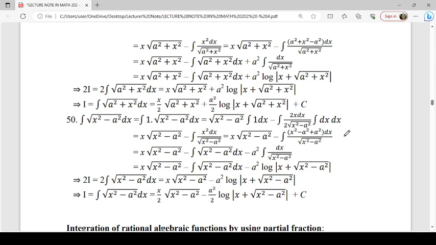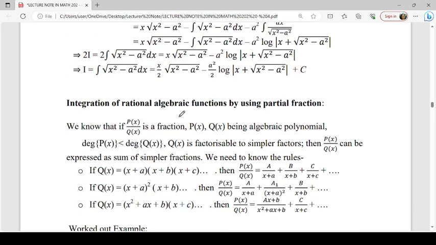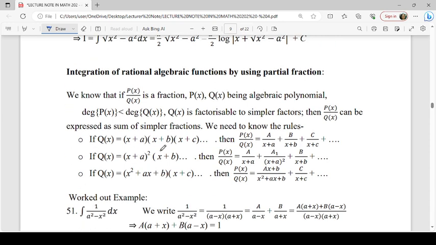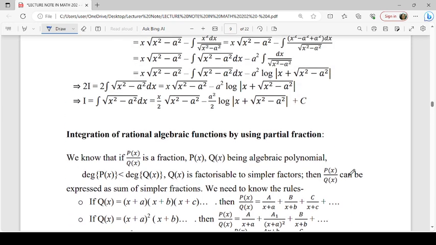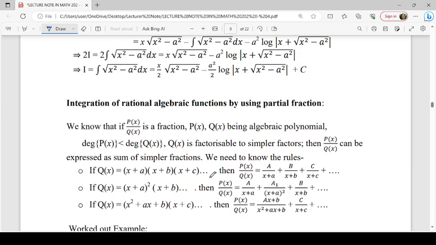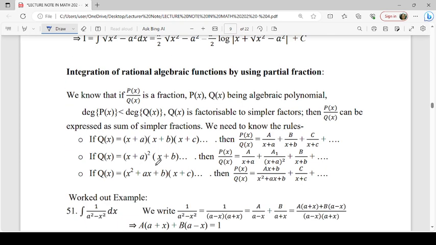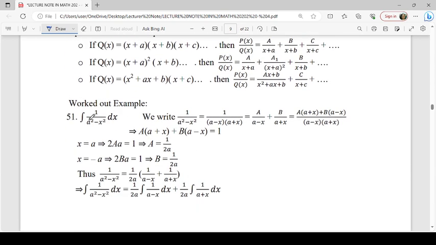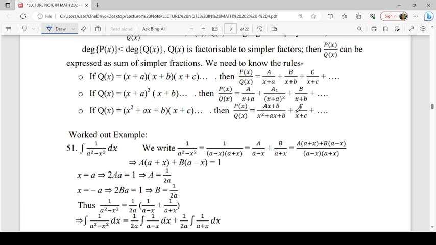Then integration of rational function, it is by partial fraction. So for partial fraction, these are some results we have got earlier. This is the case when this is an algebraic fraction, so that we can factorize the denominator. So these are results of partial fraction.